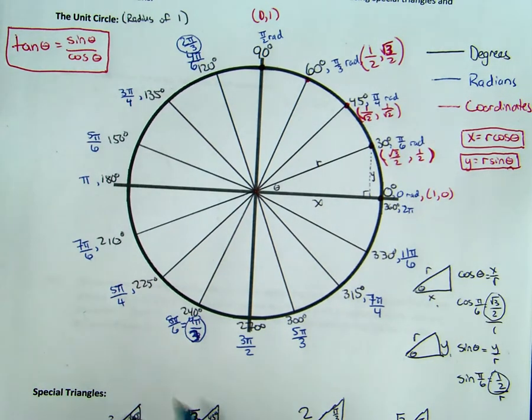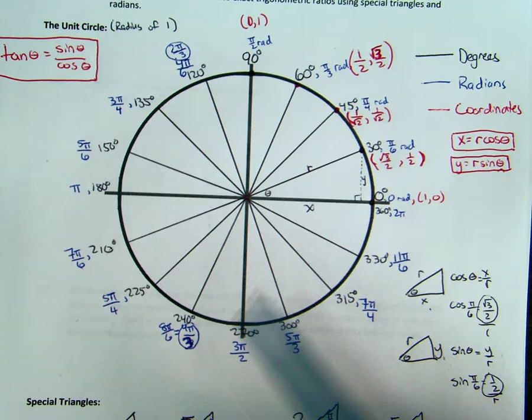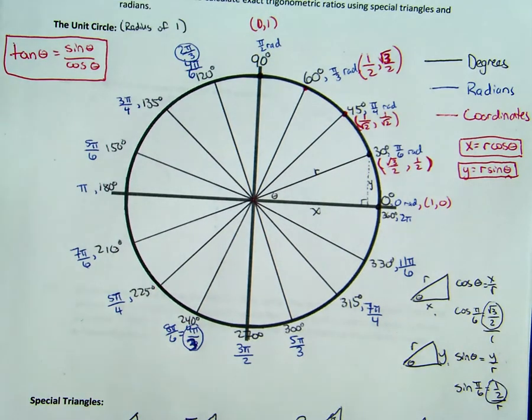I hope I haven't confused you with the fractions. I forgot to reduce them. So that one's 4 pi over 3 reduced. This one's 2 pi over 3 reduced.